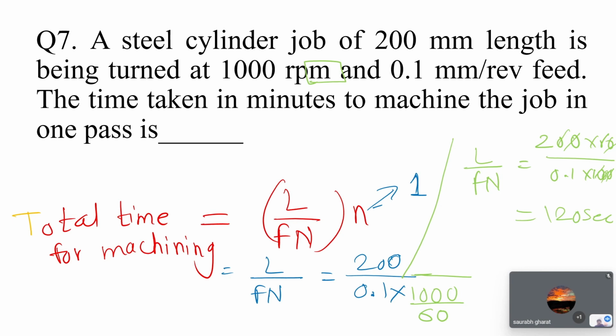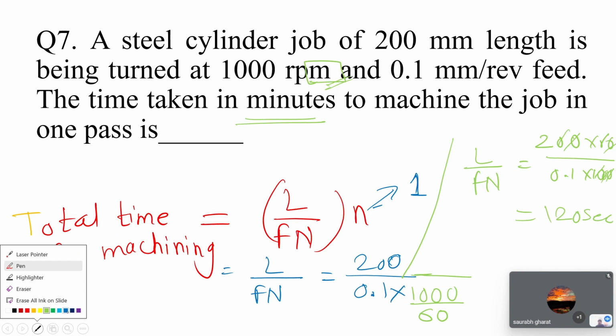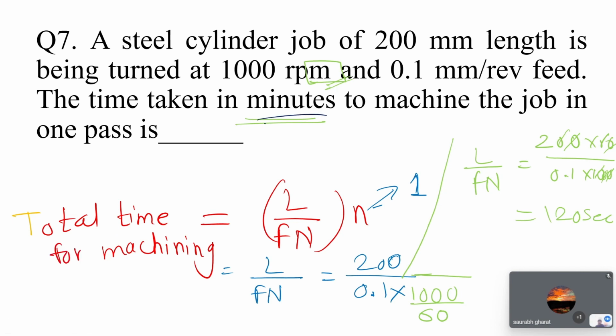Because according to the formula it will be in seconds, we need to convert it into seconds. But what they are asking is in minutes. The requirement of the problem is that they are asking for minutes, so we need to convert it into minutes again. We know we divide by 60. So this is just a unit conversion: 2 minutes is your final answer. So in part one the answer will be 2 minutes.